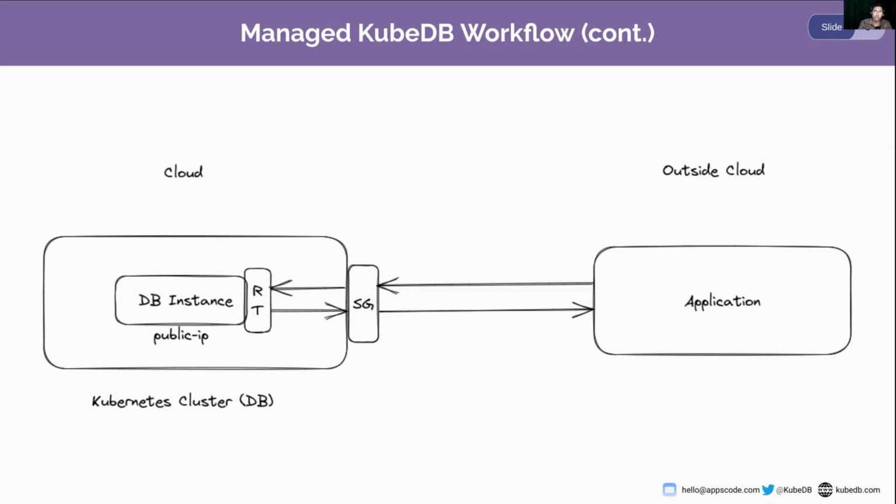In this case, our database instance will have a public IP, and it will attach to the route table. So then you can access the database from outside the AWS networking backbone in a highly secured way.